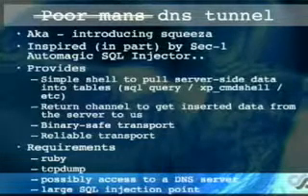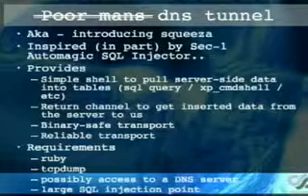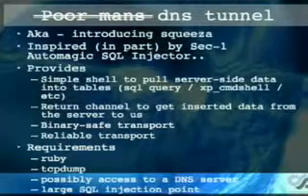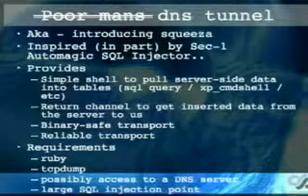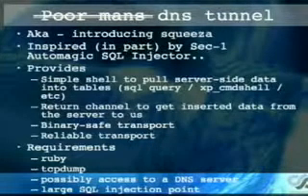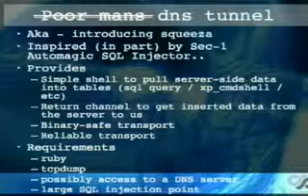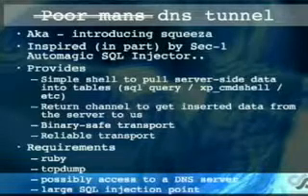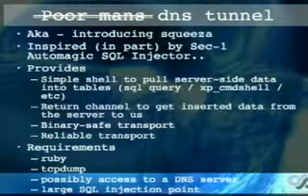What it also gives us is binary safe transport. Now we don't have to worry about characters that don't fall into the DNS allowed range because we do conversions there. The final point is a reliable transport mechanism. DNS, by its nature, is UDP for the most part. It's not reliable, it's best effort, but Squeezer builds reliability on top of that.